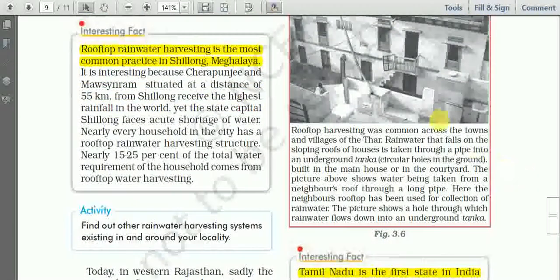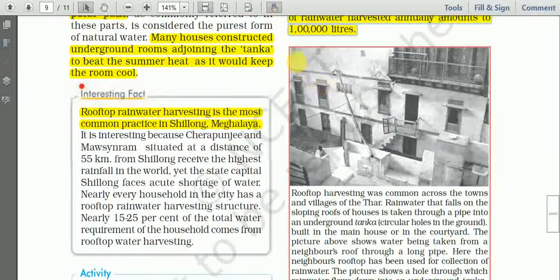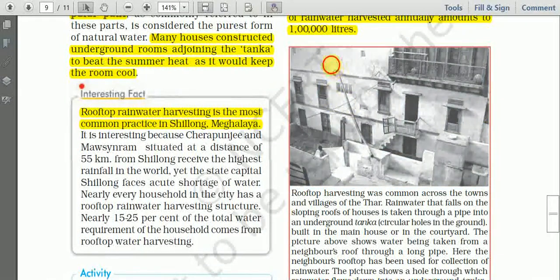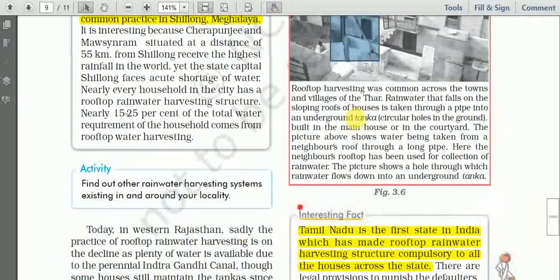And here this photograph is an example of an underground tank in Rajasthan. See here, this pipe from the rooftop is carried down and it is stored in the underground. It is known as Tanka in Rajasthan.